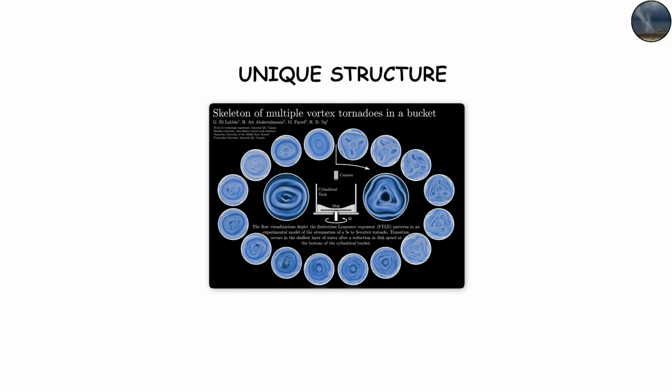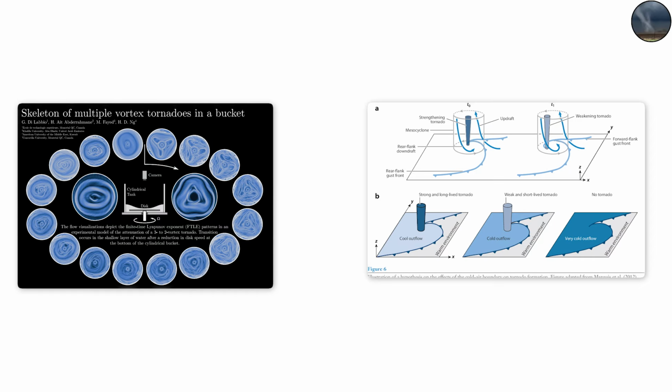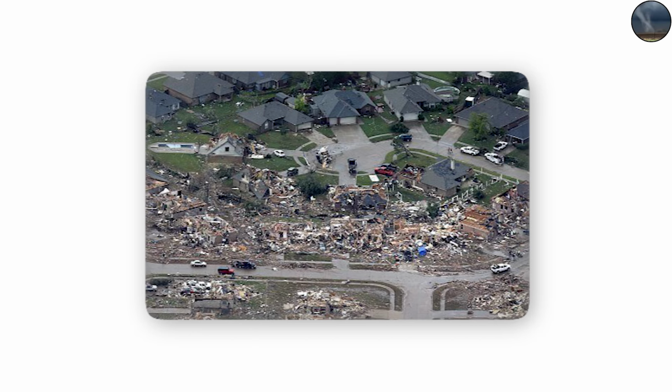This unique structure explains why damage paths from multivortex tornadoes can look patchy, with sections of severe destruction next to relatively untouched areas.